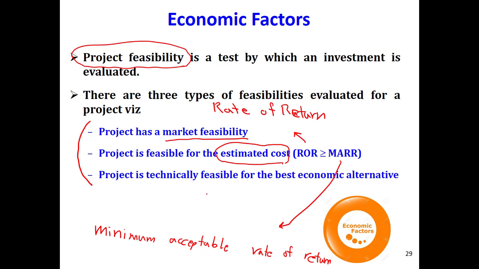And also we have to make sure that the project is technically feasible for the best economic alternative. So in case the product that we are producing is not popular anymore, we have to be flexible technically. We have to be able to make some smart change in the project, in the plant, and produce some alternative product that is popular in the current market.